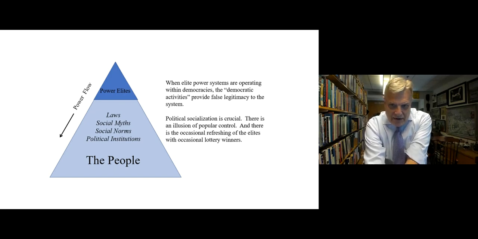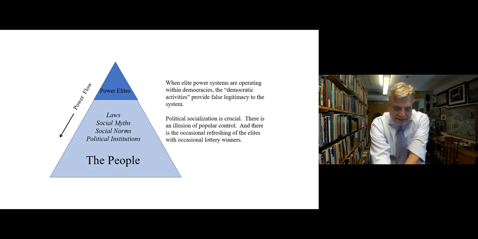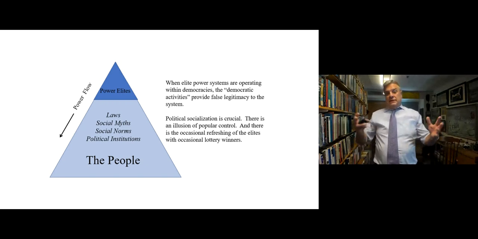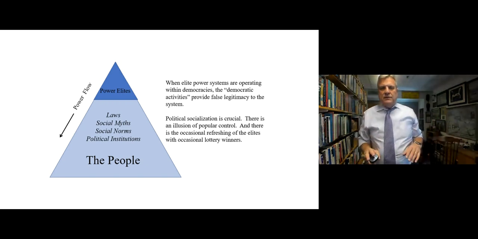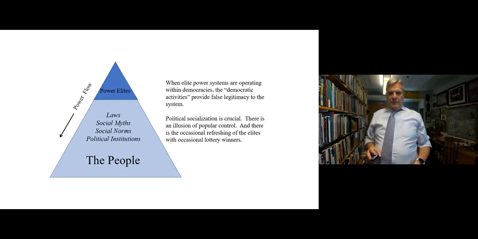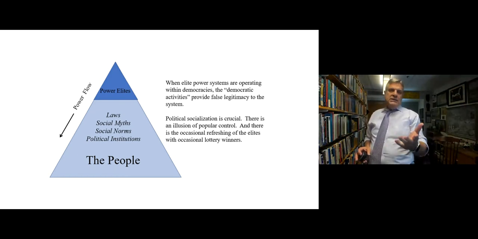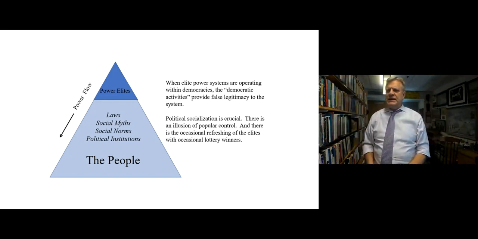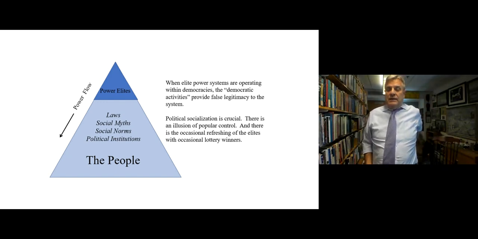Elite power systems are operating within democracies when democratic activities provide false legitimacy within the system. We'll let you have what looks like government and choice, but really we'll be in charge. Now, political socialization within this approach is absolutely crucial, and then there's this illusion of popular control. If you're watching this, some of you are born believers of elite theory. Oh, some elitist cabal is in charge of everything. Frankly, it's not true. But there are some people who have far more power than others.